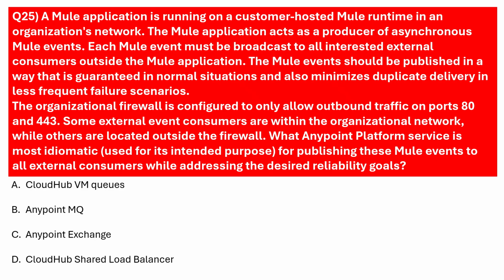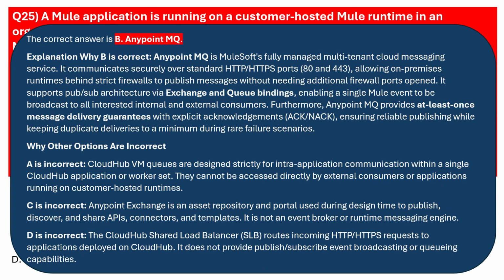The organizational firewall is configured to only allow outbound traffic on ports 80 and 443. Some external event consumers are within the organizational network, while others are located outside the firewall. What Anypoint Platform service is most idiomatic, used for its intended purpose, for publishing these Mule events to all external consumers while addressing the desired reliability goals? A. CloudHub VM queues. B. Anypoint MQ. C. Anypoint Exchange. D. CloudHub Shared Load Balancer. The correct answer is B.